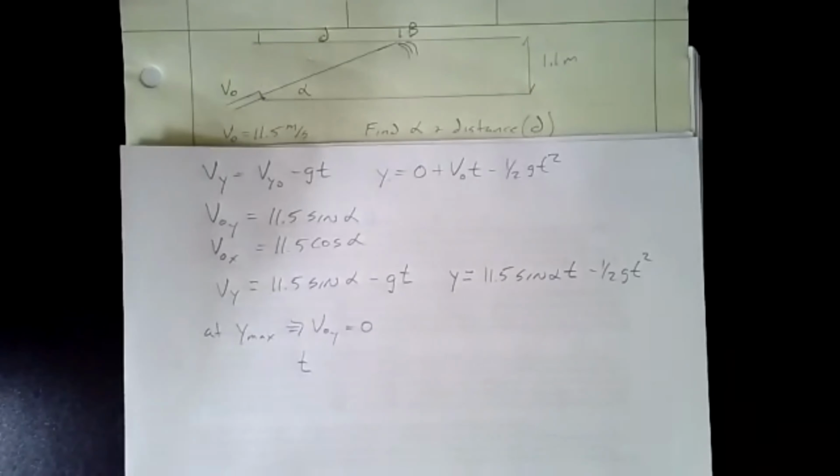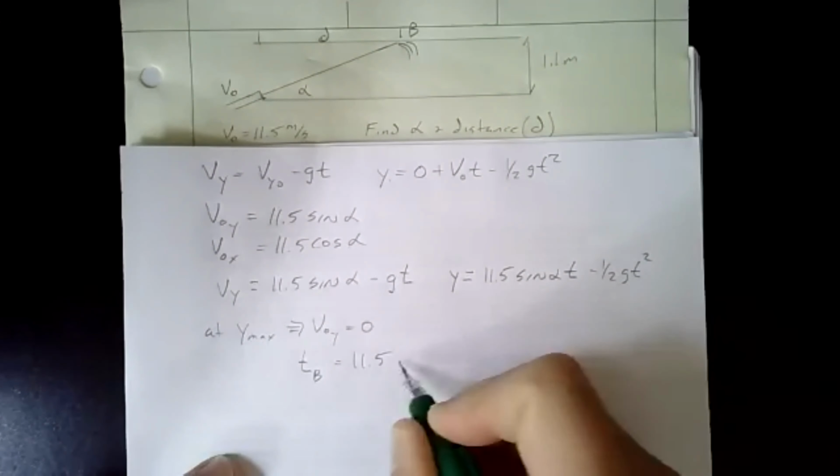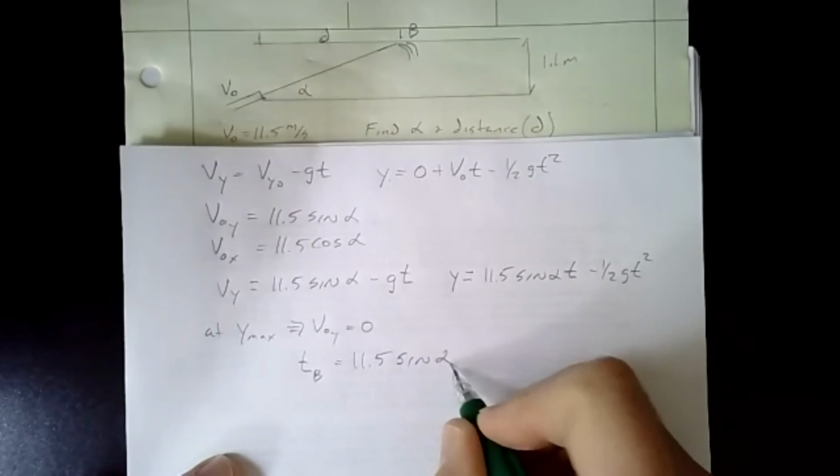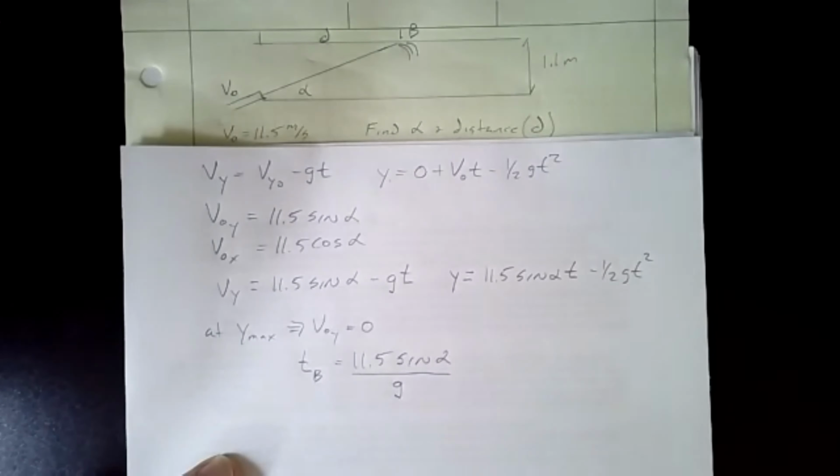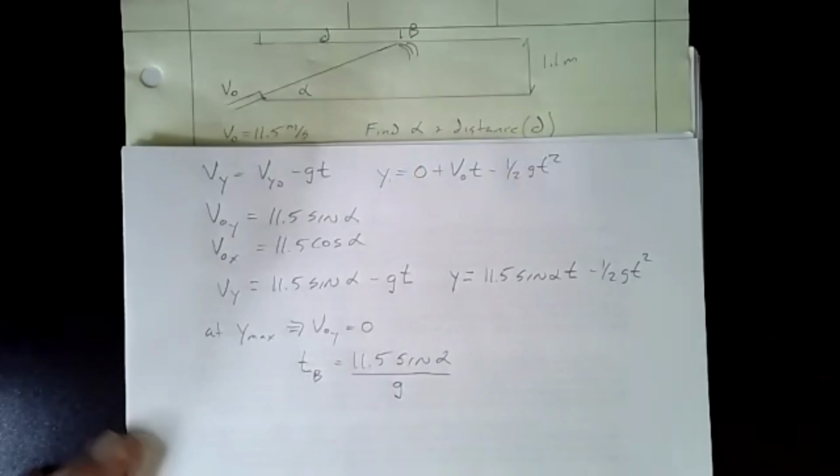All right. So I'm going to go ahead and solve for t. The time to get to point B vertically is going to equal 11.5 sine of alpha over gravity. This equation is going to come back, because we have to figure out a few things first. First of all, we want to figure out the angle, and we also need to figure out the distance. But first, if we can find this angle here, that's going to help us a lot.